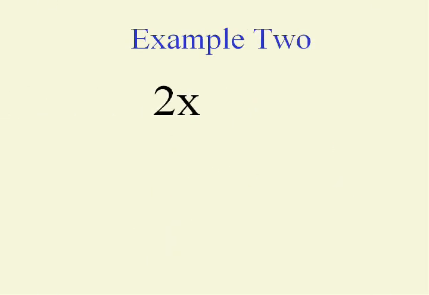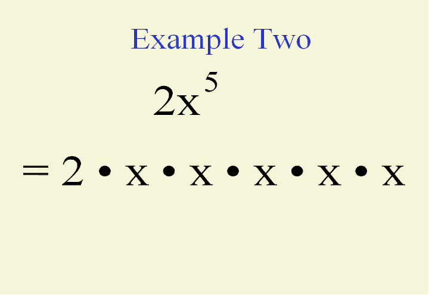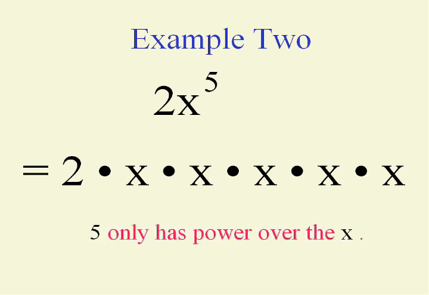Let's do another. Let's try 2x, let's throw in a letter, to the 5th power. Now this one's a little bit weird, because that 5 only has power over the x, doesn't it? The reason for that is the order of operations says that exponentiation between the x and the 5 has to occur before the multiplication that's between the 2 and the x. So you have to write 5 x's, and then actually you only have 1 2.